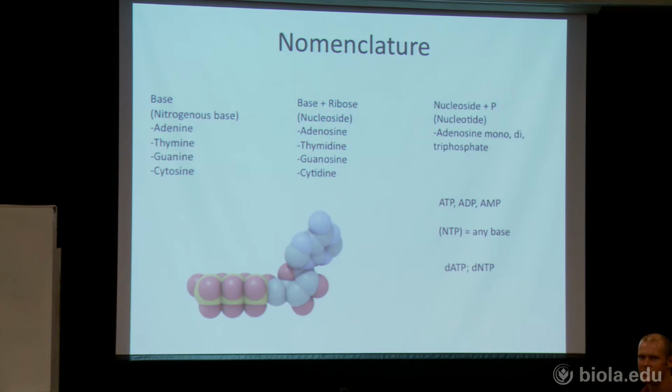And if I'm abbreviating for all of the bases, it would be dNTP. So that's a lot to handle, lots of different names. But I just want you to be clear about what we're saying. Right? Questions about nucleotide structure, naming, what I expect.